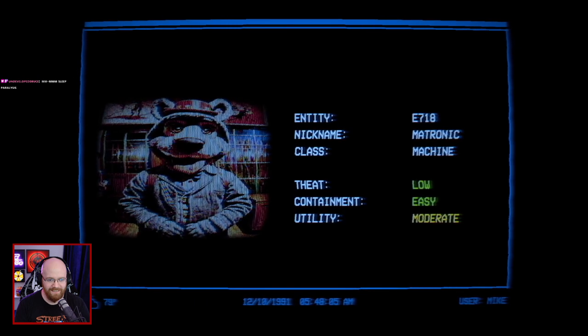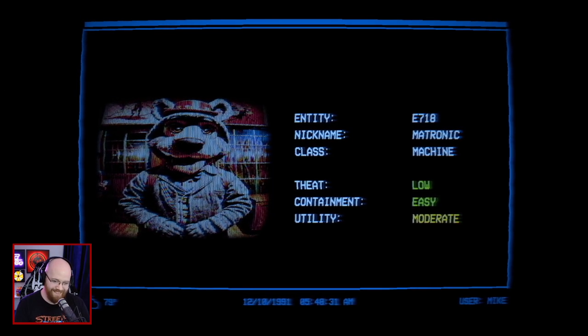Advanced interrogation techniques. Entity, E-718. Nickname, Matronic. Class, Machine. Threat, Low. Containment, Easy. Utility, Moderate. Matronics take the form of animatronics, playful figures that appeal to children. Matronics prey on children with no known case of an adult victim. It isn't known where matronics bring their child prey, however, they are never seen again.